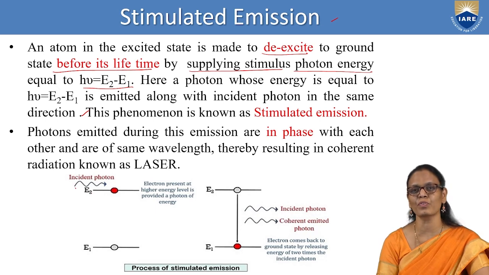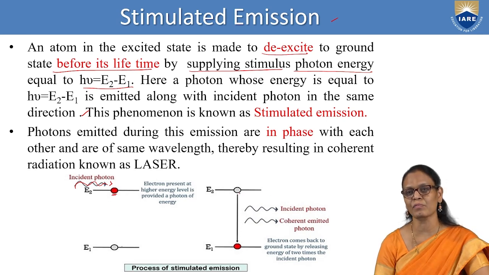This is the incident photon. If you see, this is the incident photon, meaning we are supplying an external stimulus for this atom to de-excite. Now, when it is making a transition from the higher level to the lower level, what is happening? This is the incident photon, and this is the difference in energy that is being emitted in the form of a photon. So now these two are coherent with each other, a coherent emitted photon.